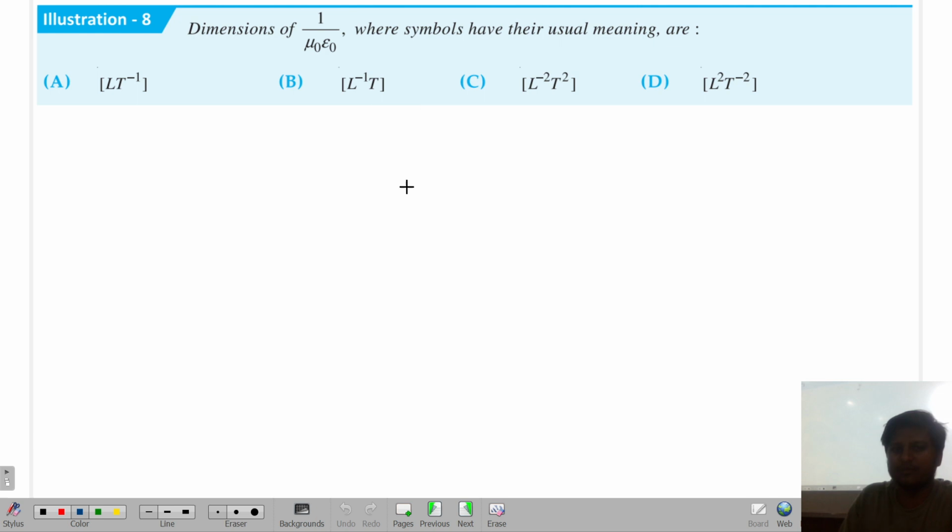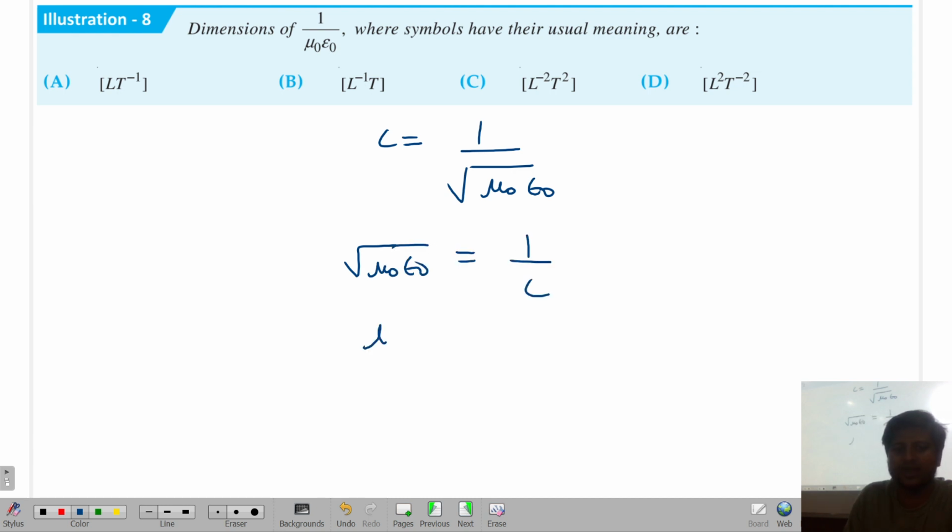Okay, I'll tell you a simple formula for this. C is equal to 1 by root over mu naught into epsilon naught. Just remember this formula. This gives root over mu naught into epsilon naught is equal to 1 by C. I can write mu naught into epsilon naught as 1 by C square. Yes or no?